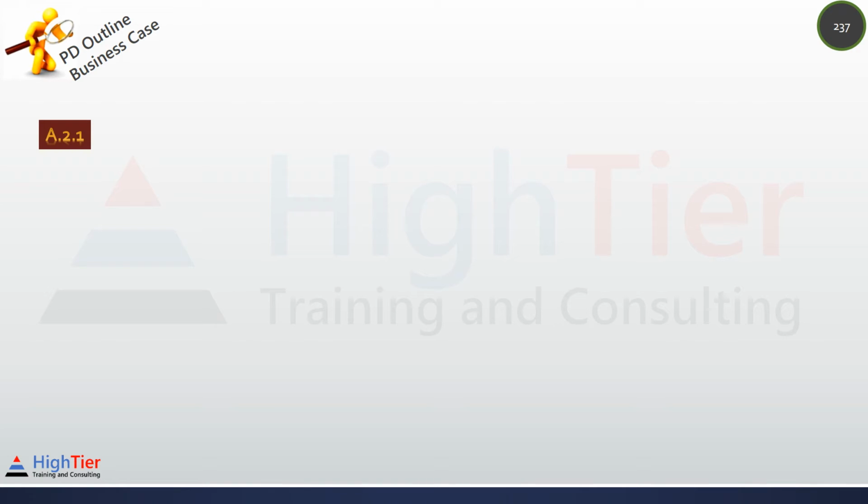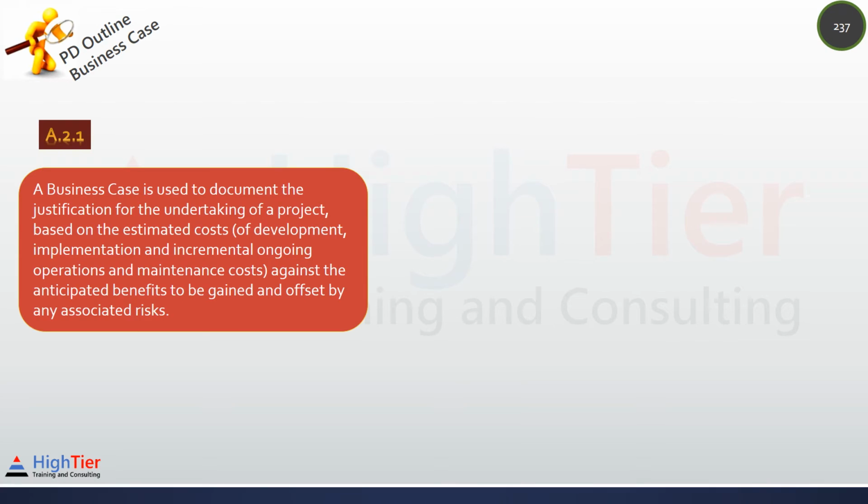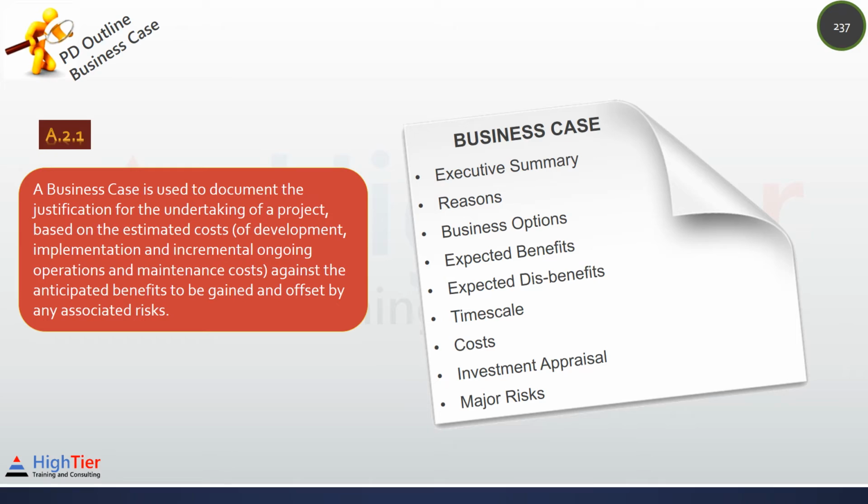Let's look at the product description outline for the business case. In Appendix A, you can find the product description outline. A business case is used to document the justification for the undertaking of a project based on the estimated cost of development, implementation, and incremental ongoing operations and maintenance cost against the anticipated benefits to be gained and offset by any associated risk. The composition or contents of the business case are executive summary, reasons, business options, expected benefits, expected disbenefits, time scale, cost, investment appraisal, and major risk.